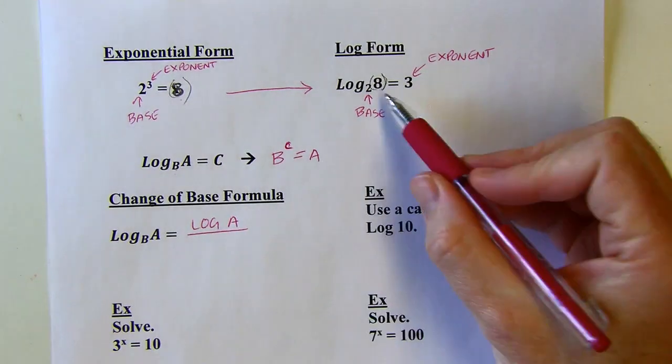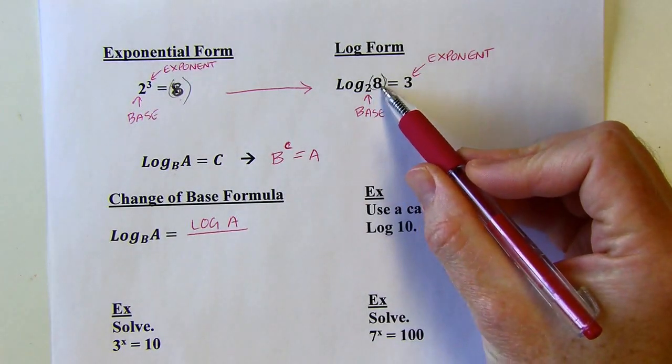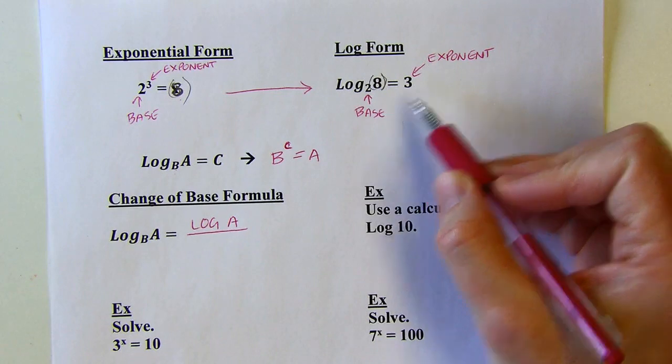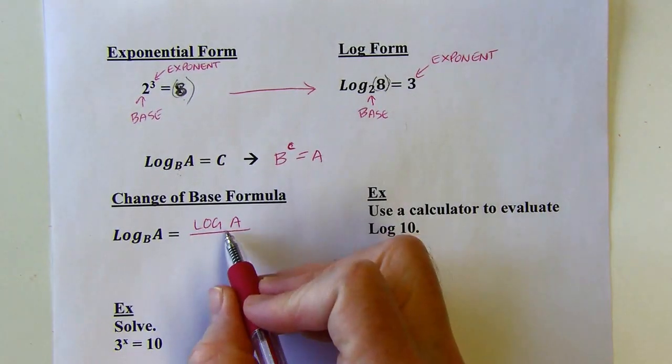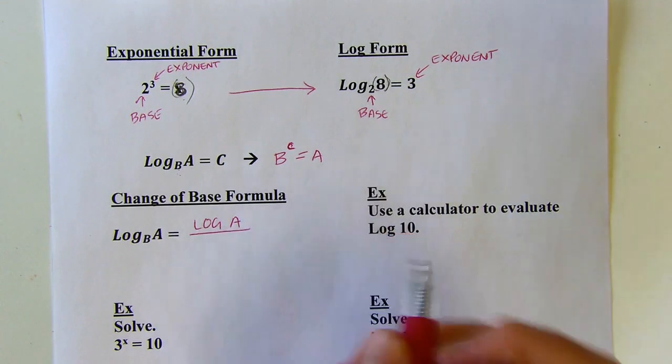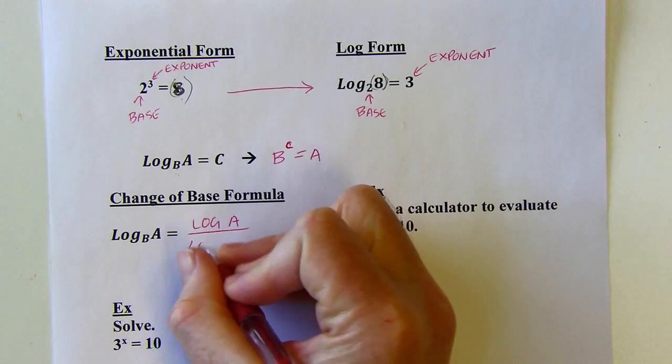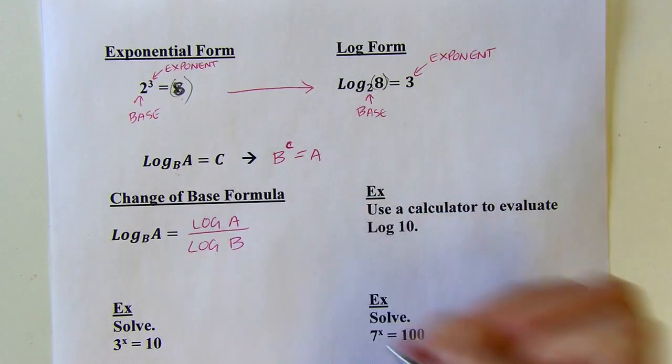By the way, this would be log base 2 of 8 equals 3. That's how I'd say that out loud. This is log base B of A equals C. Okay? So I'm not going to put a little subtext here. There's no base in there, and I'll get back to that in a minute. Okay? And then on bottom, I'm going to have log of B.